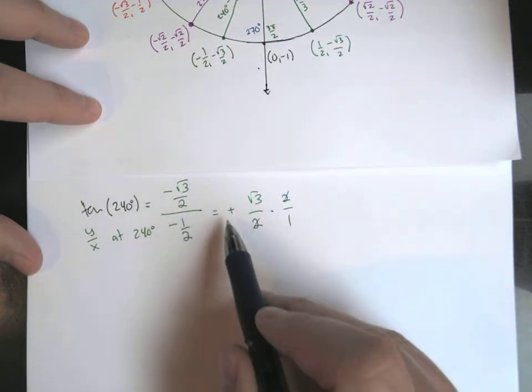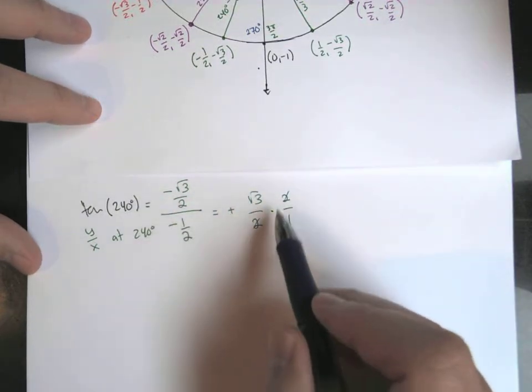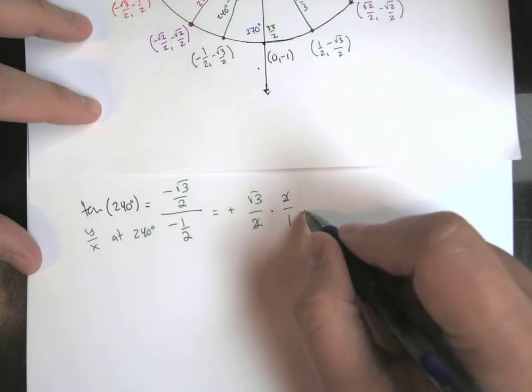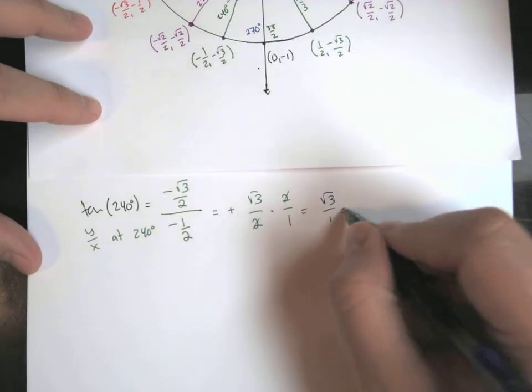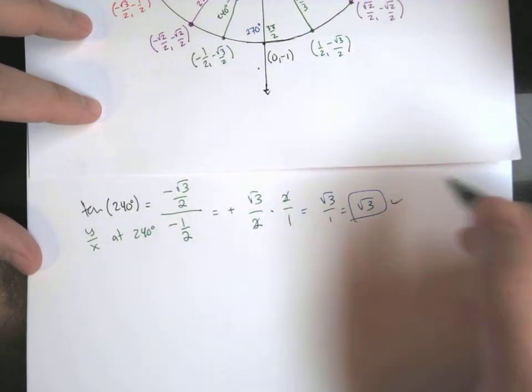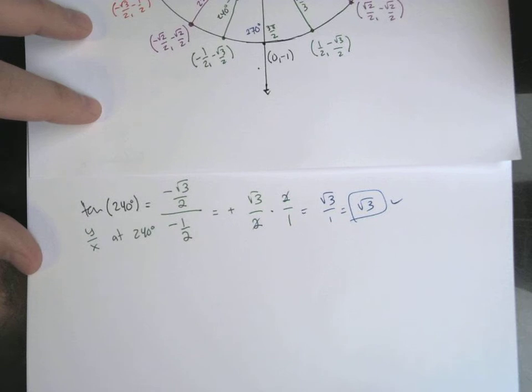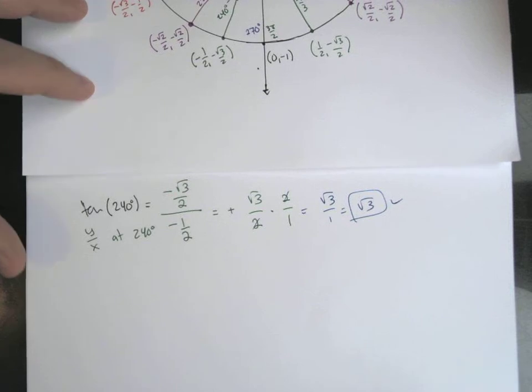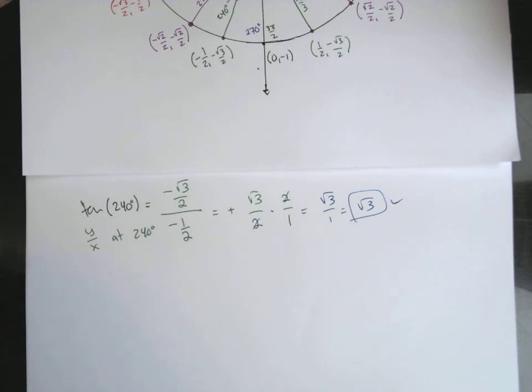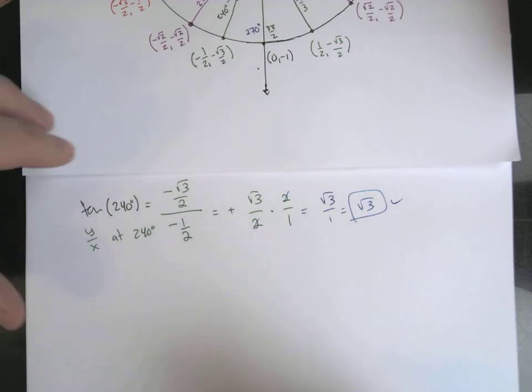So this is negative over negative, which is positive. This is root 3 over 2 times 2 over 1. The 2 cancels the 2, so this is just positive root 3 over 1, which would be positive root 3. So a little bit more work there, working with a tangent function, but not an unreasonable amount of work. And in some sense, once we know that the denominators are going to cancel in this way, it speeds the process along a little bit.